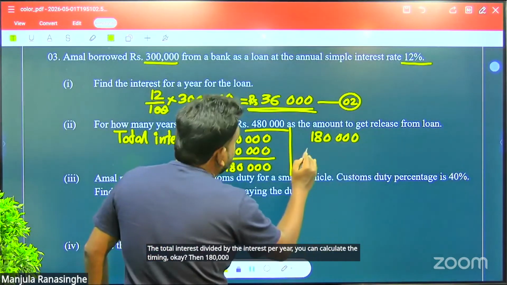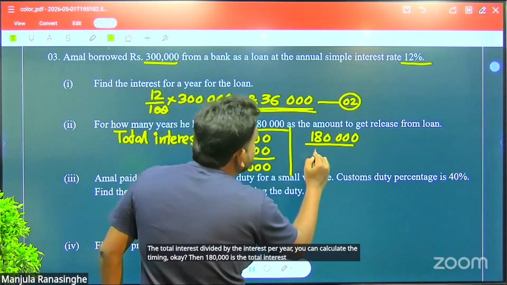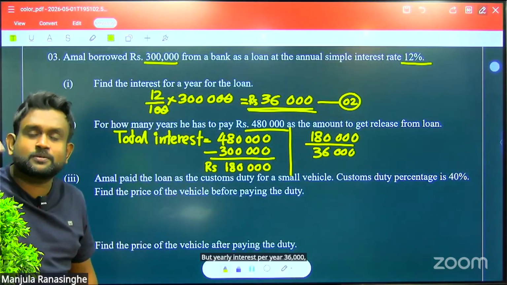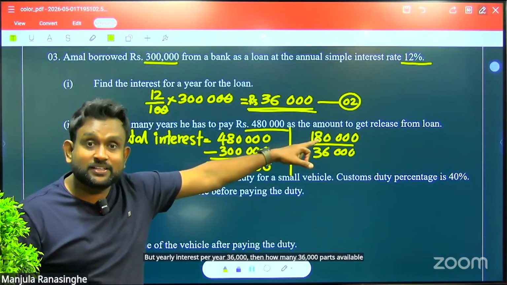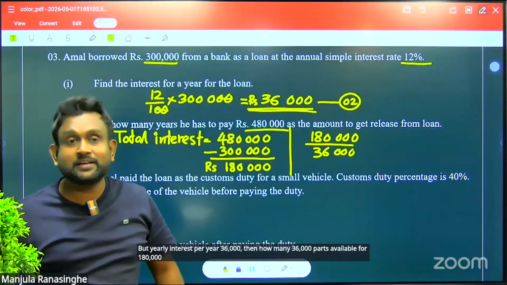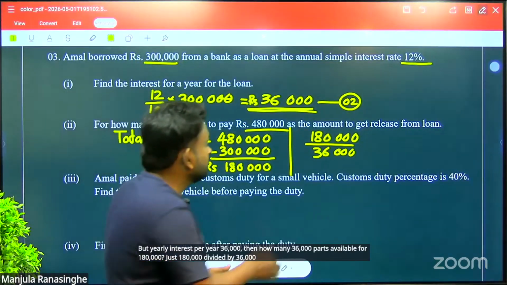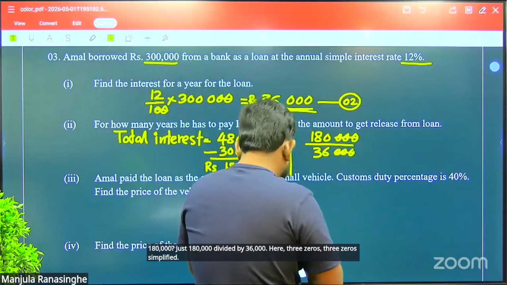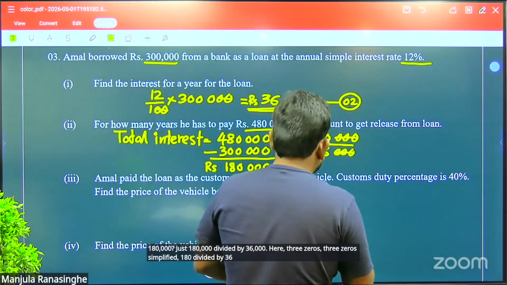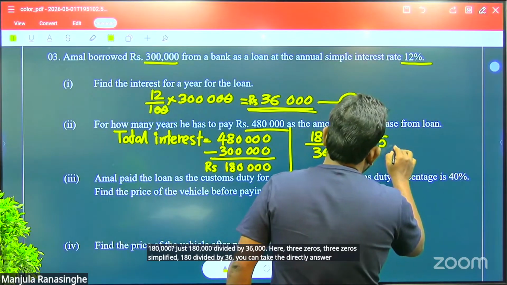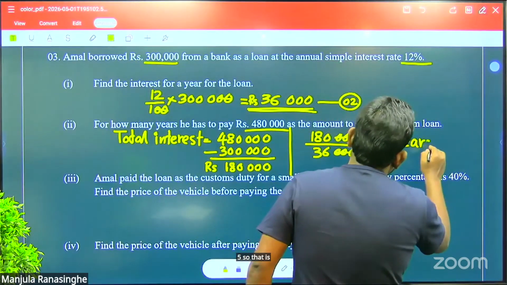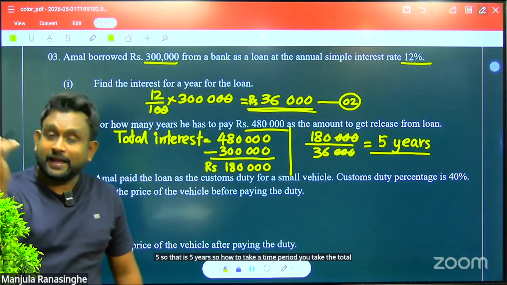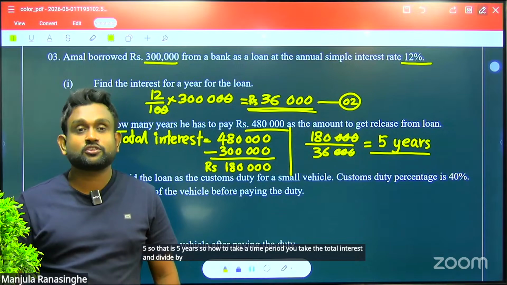180,000 is the total interest, but the yearly interest is 36,000. Then how many 36,000 parts are available in 180,000? Just 180,000 divided by 36,000. Three zeros are simplified, so 180 divided by 36, you can take the answer directly: 5. So that is 5 years. So how do you find the time period? You take the total interest and divide by the interest per year.